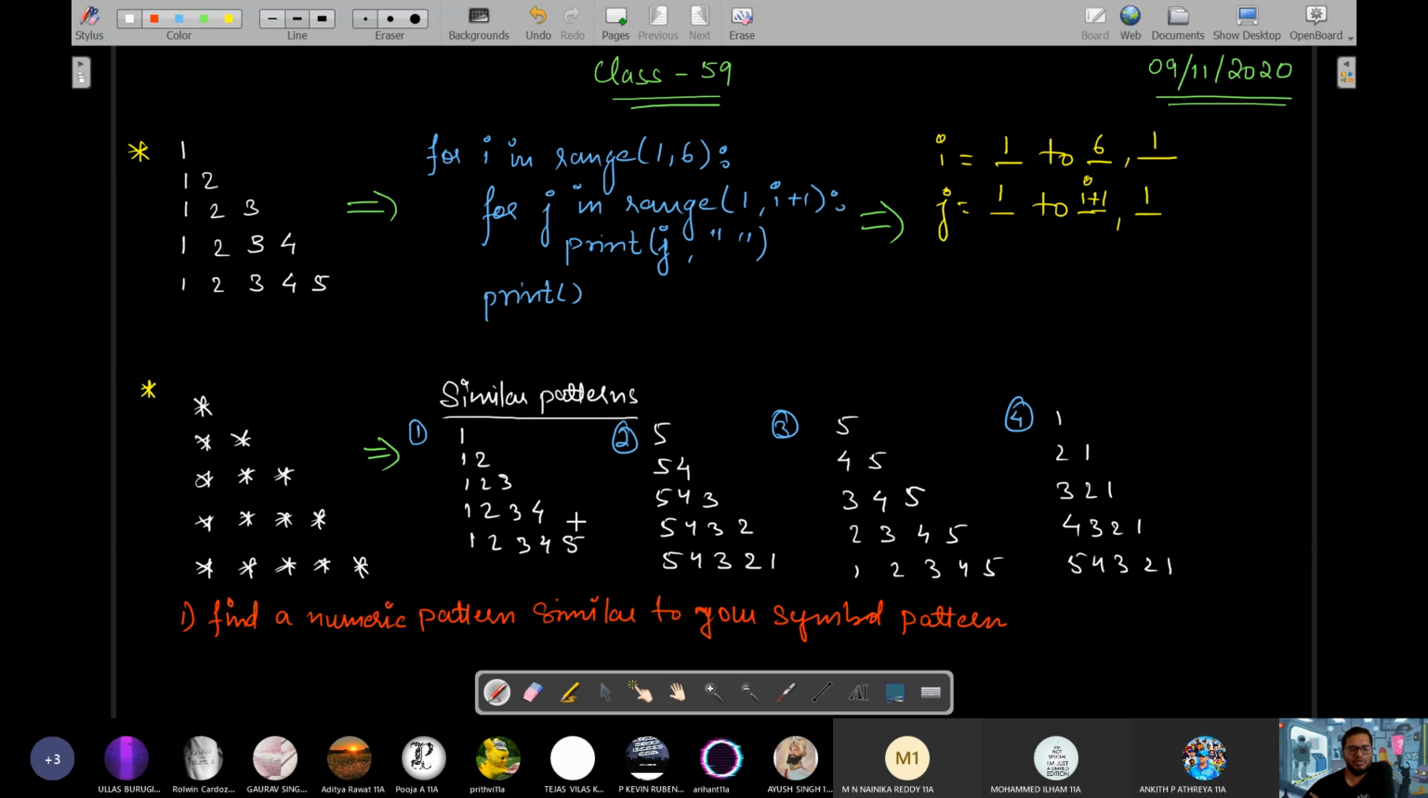I'll imagine my question. Whatever similar pattern comes to my mind, which has a triangular shape, the same triangular shape, I'll solve that one. For example, I'll take the first one. Okay? What will be your answer? So we have already seen. I'm solving the first one.